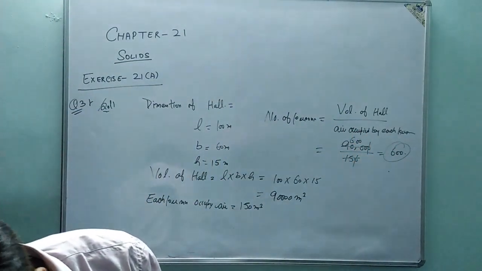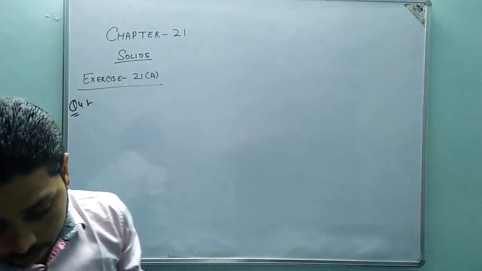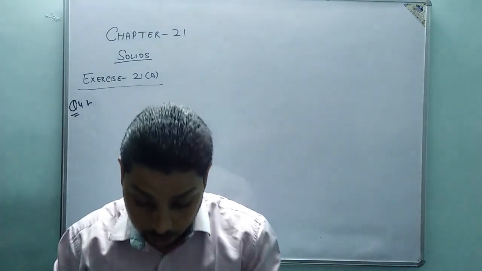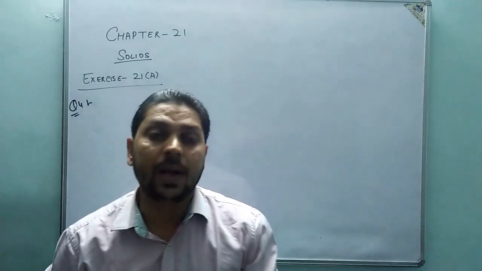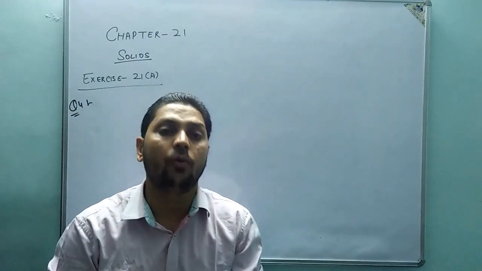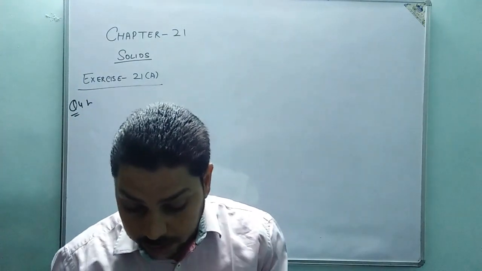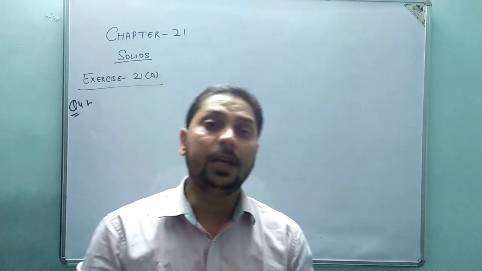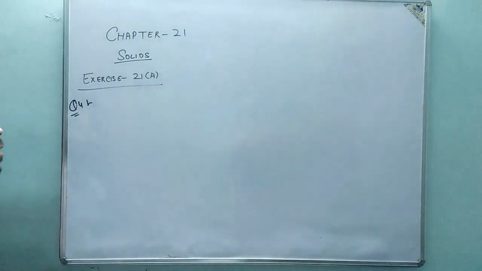Then come to the fourth question. 75 persons can sleep in a room 25 meter by 9.6 meter. That means length and breadth of the room are given, but we do not have the height. Each person requires 16 meter cube of air. Find the height of the room.